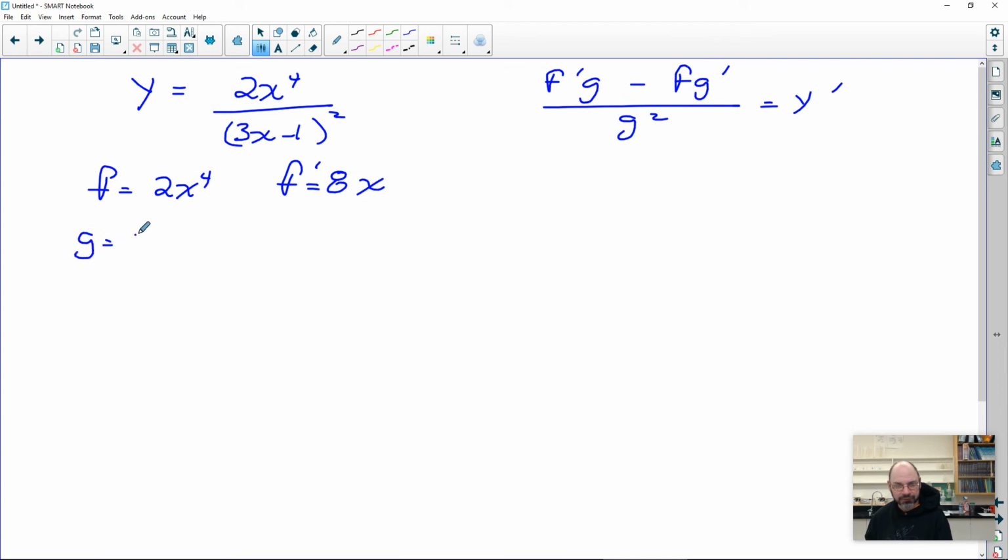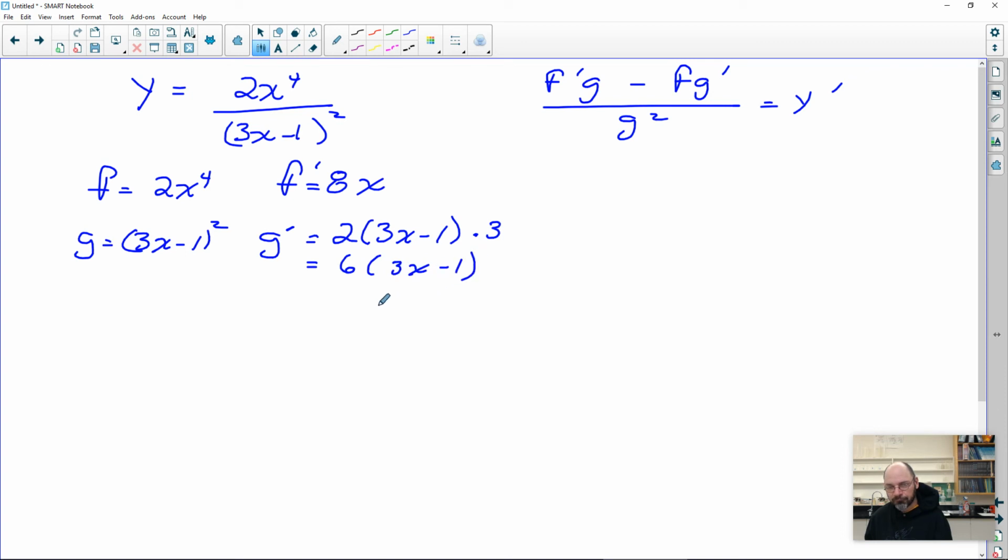g equals 3x minus 1 to the squared. g prime, let's hope this time I don't forget to do the derivative inside there, like I almost did on the other one. So 3x minus 1, and we're going to do 2 minus 1 is going to give us just the 1. And the derivative inside times 3. So this is going to be 6 times 3x minus 1.